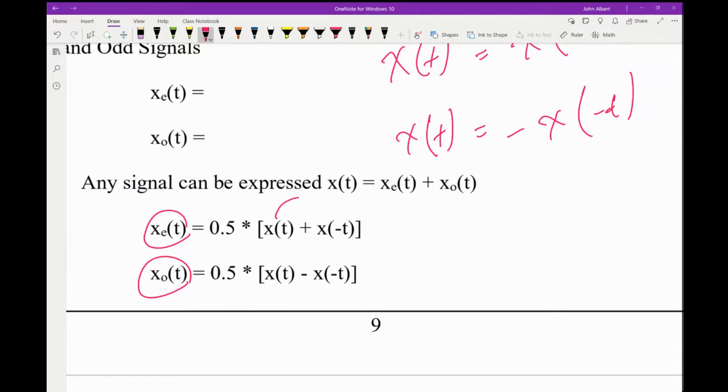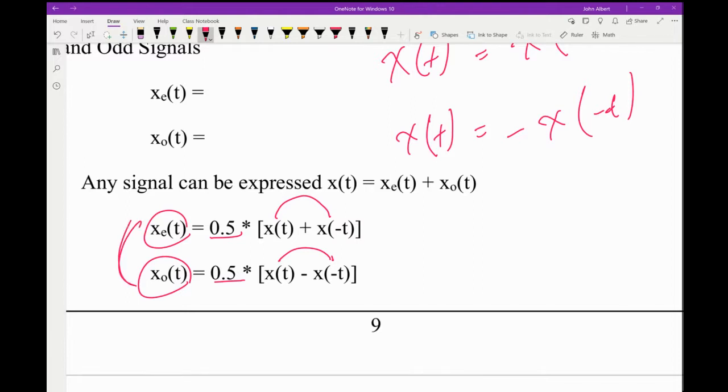Okay? As you see in here, we're adding those two and multiplying by 0.5. My apologies, the equation doesn't look nice because I just wrote it using Word, but inshallah later on I'll fix it, okay? And to get the odd component, you subtract those, or you add x of t with minus x of minus t, and then you also divide by 0.5.